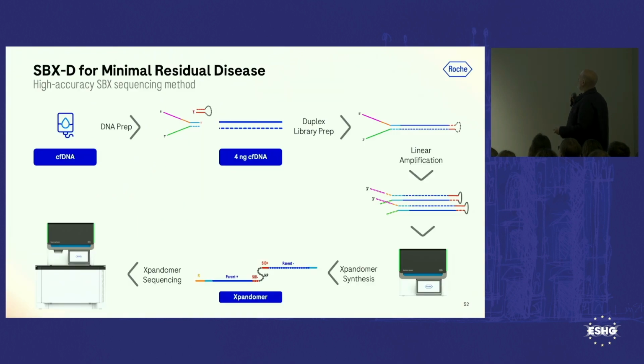So we started off with 4 nanograms of DNA. These are some samples that we have pretty limited. We wanted to challenge ourselves here. Again, the SBXD protocol that used linear amplification, and just brought it through our standard SBXD workflow.